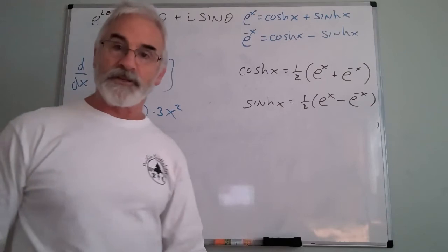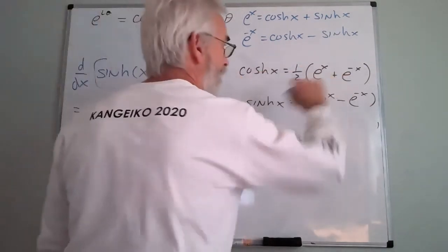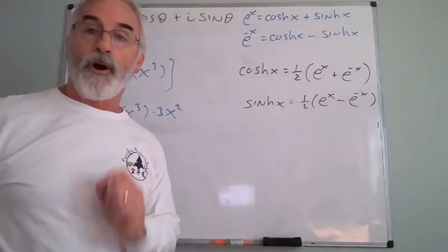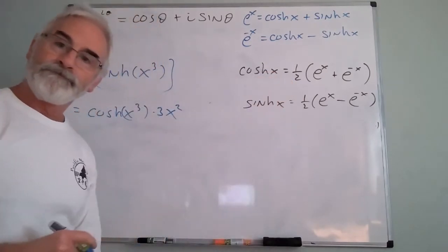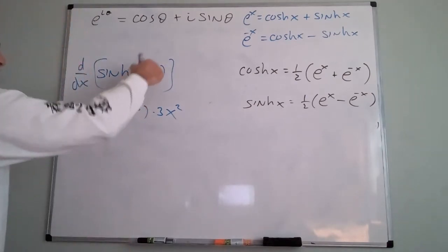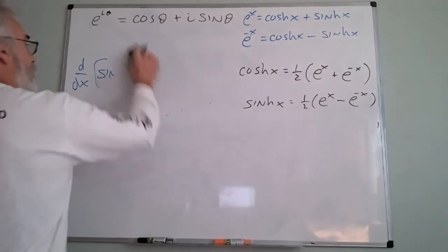There is one exception, and this is the only exception. You never have to change these to this in order to use hyperbolics. You really don't. Unless your argument is a natural log. If your argument is a natural log, that means this guy right here, then you do want to change it. And I'll show you why.